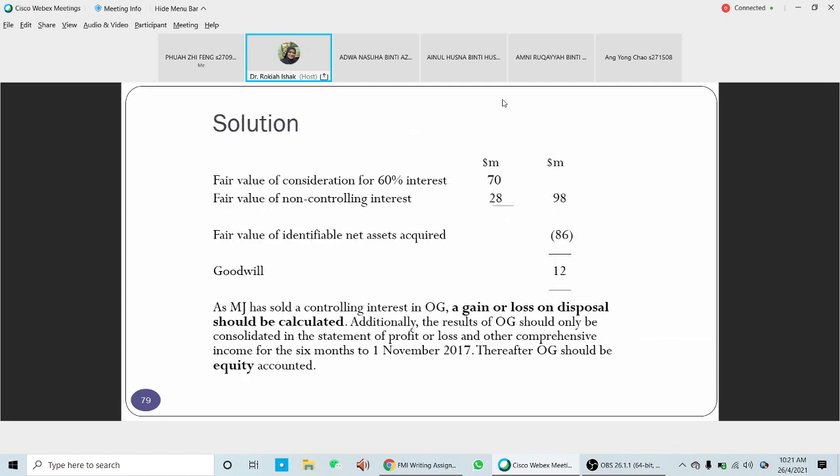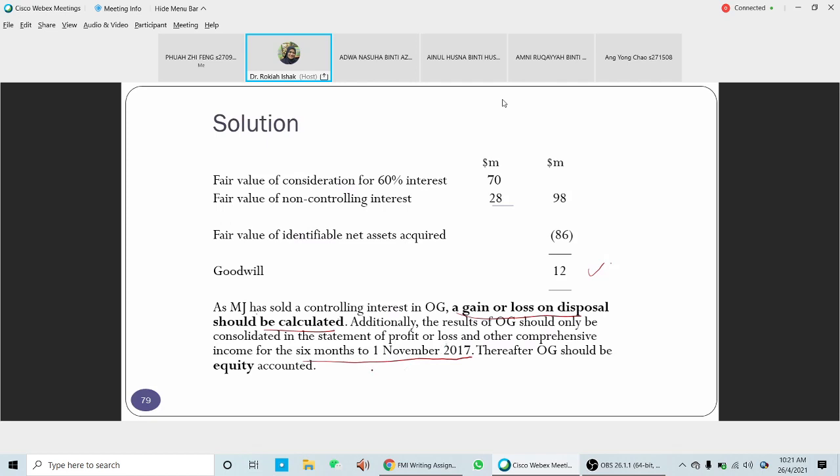We already calculated the goodwill here. So this is how we're going to calculate the goodwill. As MJ loses controlling interest in OG, a gain or loss on disposal should be calculated. So we need to calculate the gain or loss on disposal. Additionally, the result of OG should only be considered in the segments of profit or loss and other comprehensive income for 6 months, up to 1st of November 2017.